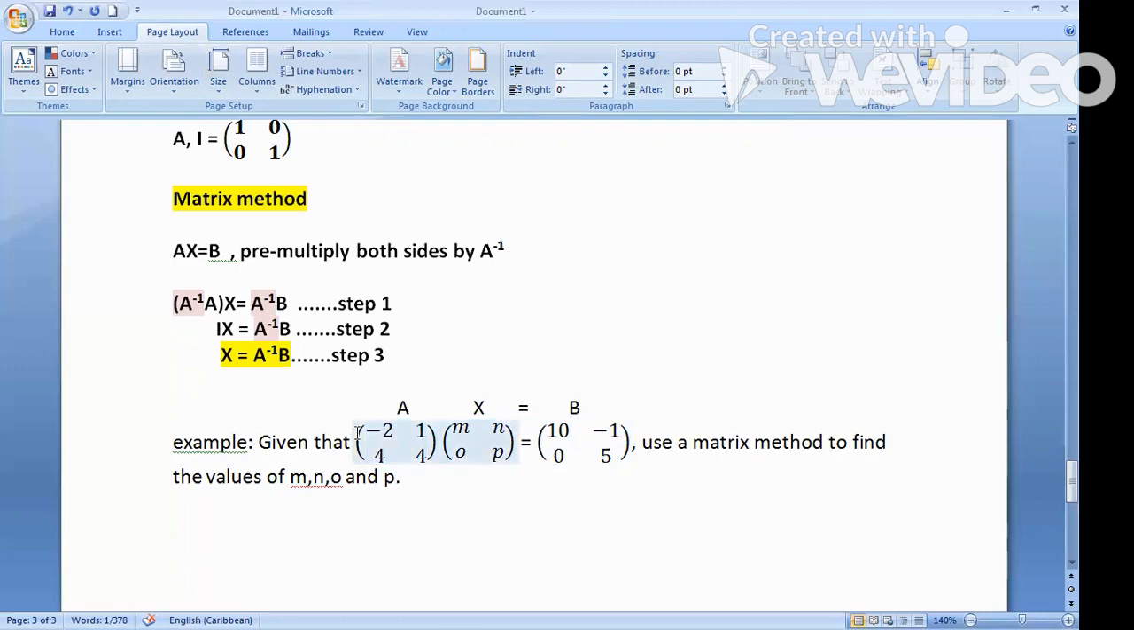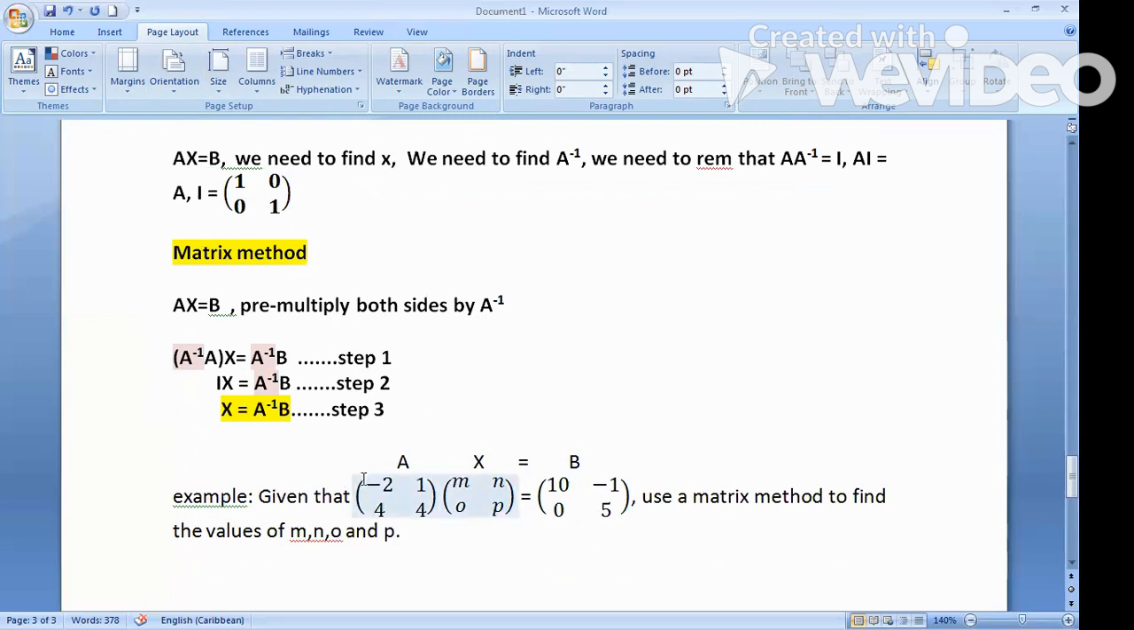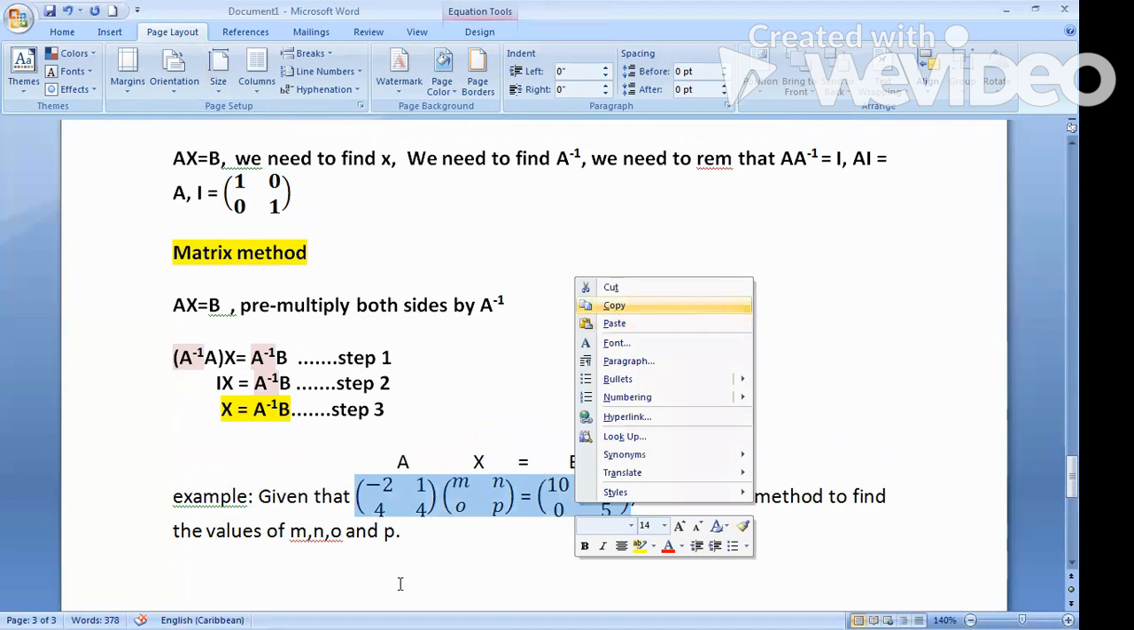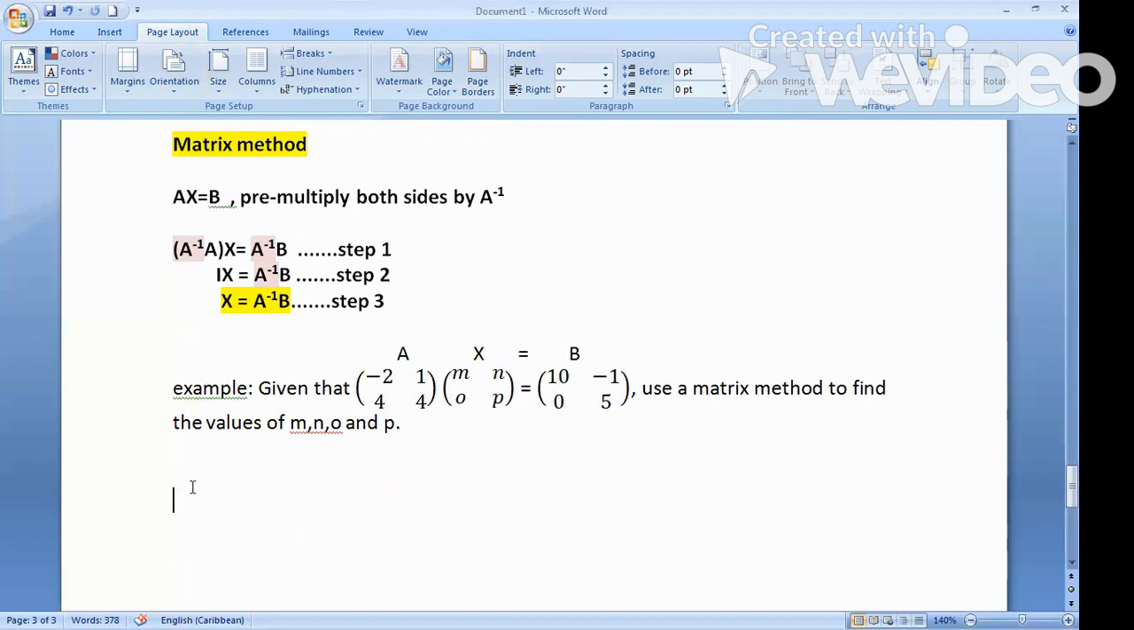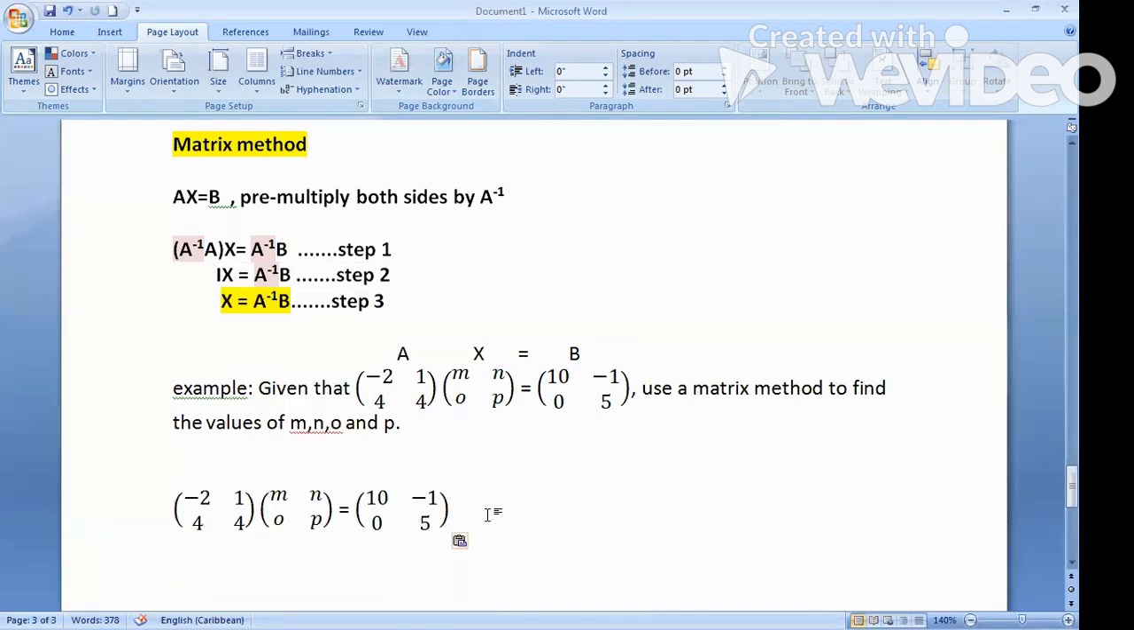According to my steps, what's the first thing we need to do? What does step 1 say? Pre-multiply. Thank you very much. We pre-multiply both sides by A inverse. So we need to find A inverse, right?